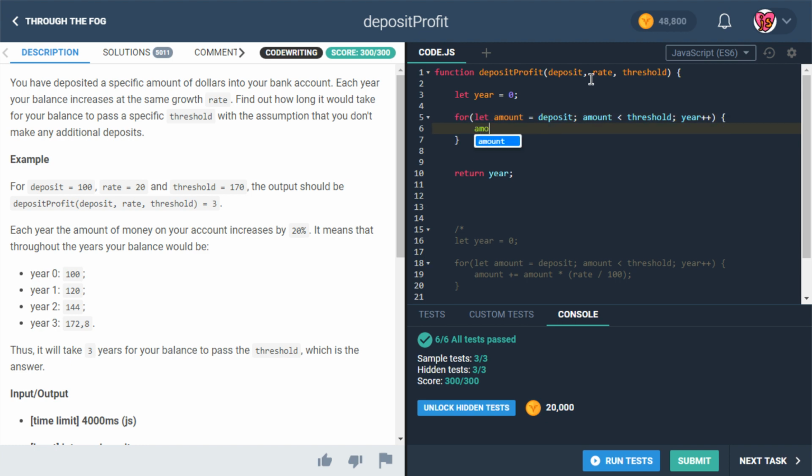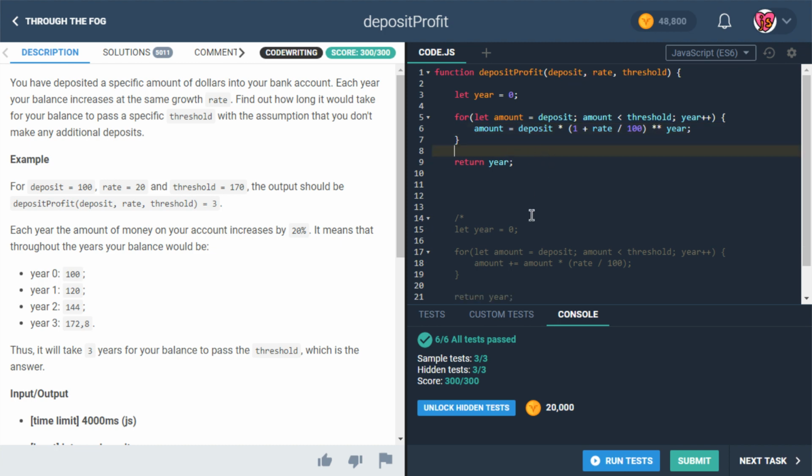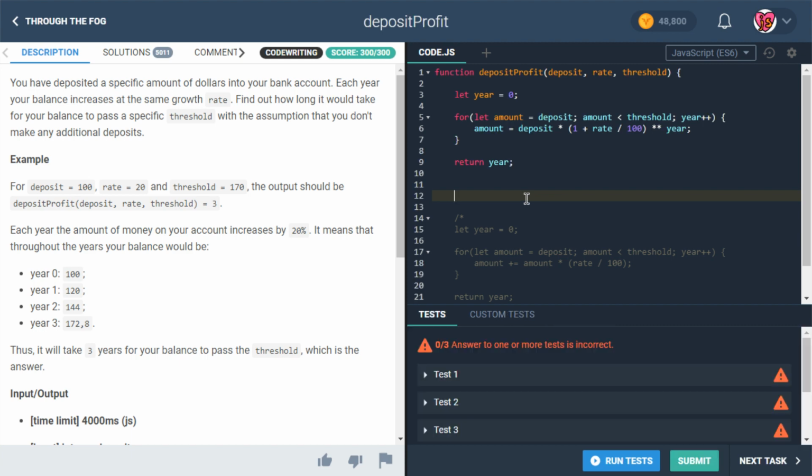And now all we have to say is amount is equal to deposit multiplied by 1 plus the rate divided by 100, and all of that is raised to the power of year. Let me just tighten that up a bit. There we go. Let's run that and see if it works. Oh wow, 0 out of 3. Well, that's pretty discouraging. I really felt like we were on fire over here. It's taken a bit of the wind out of my sails, but let's see what the problem is.